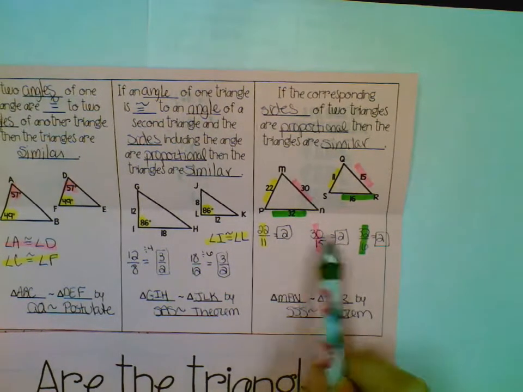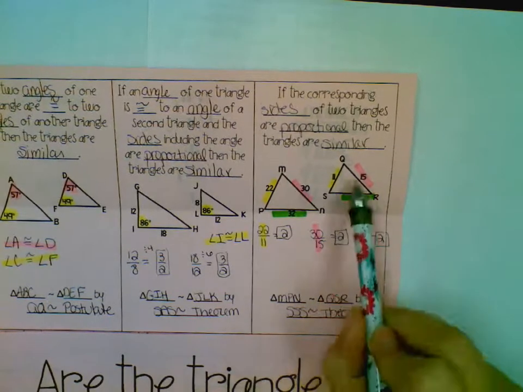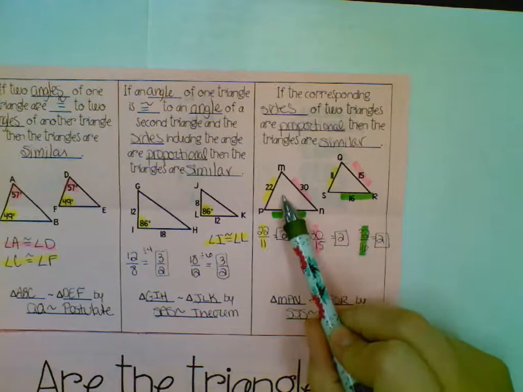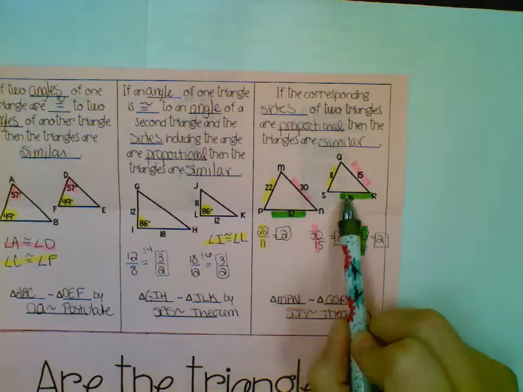So that value we found was 2 for our scale factor. So remember, that would be what we multiply to the small one to get to the big one. What would you need to multiply the big one by to turn it into the small one?